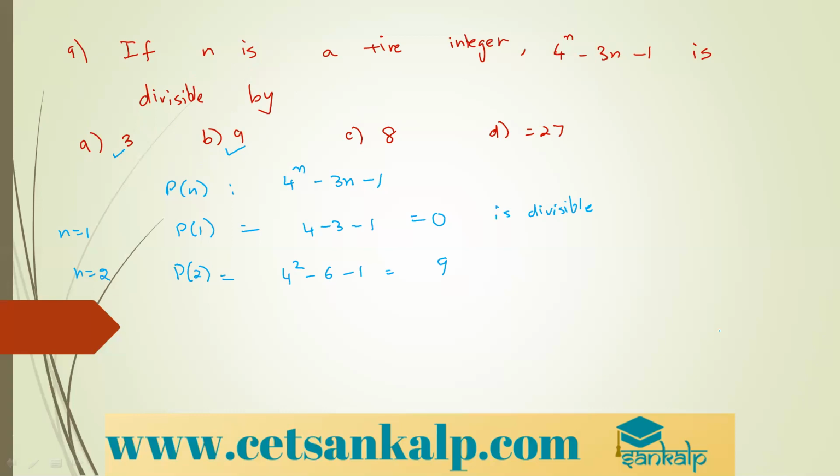But we will take the highest common factor. For 3 and 9, we will find the HCF. 3 ones are 3, 3 threes are 9. So the HCF is 3, and 3 into 3 is 9. That means I can say it is divisible by 9. I can select it by taking the HCF.